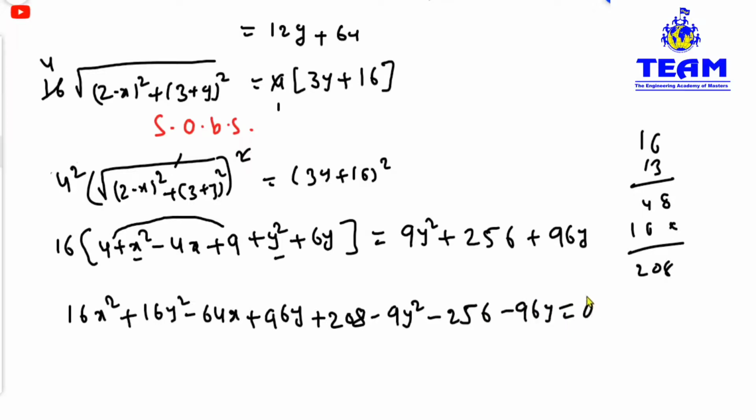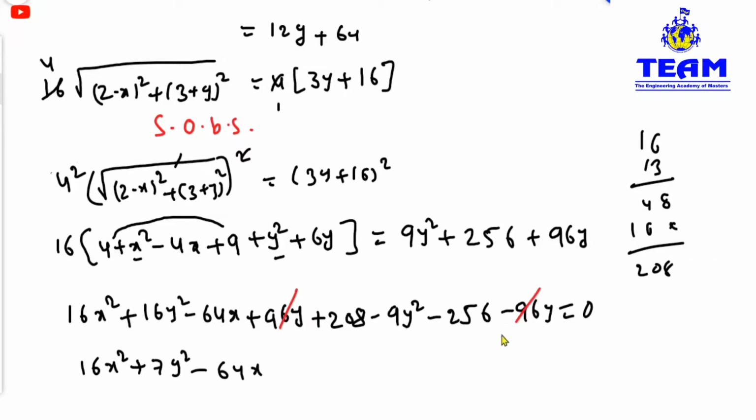is equal to 0. Okay, now you observe here, are there any common terms? Are there x square terms? No, only one x square is there, so you will get here 16x square. Next y square terms, what you have? 16y square minus 9y square. So 16y square minus 9y square is how much? Plus 7y square. Next x terms, what you have? Minus 64x. Next, what are the y terms here? You have 96y minus 96y, so both are getting cancelled.